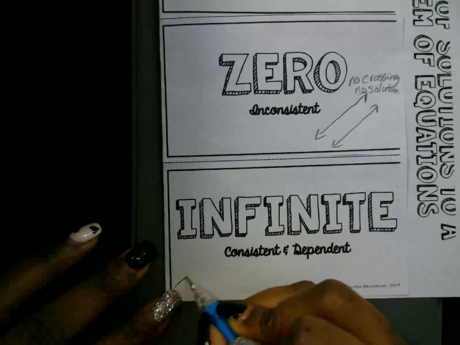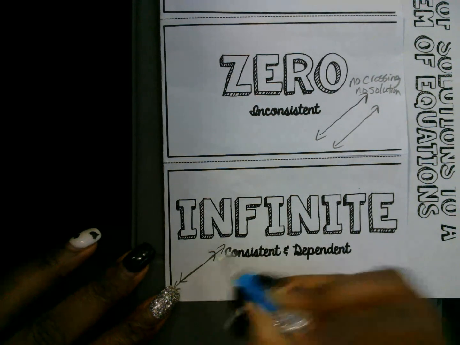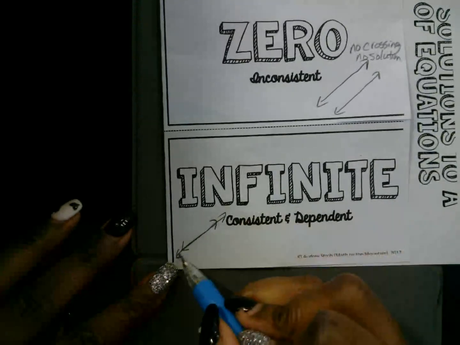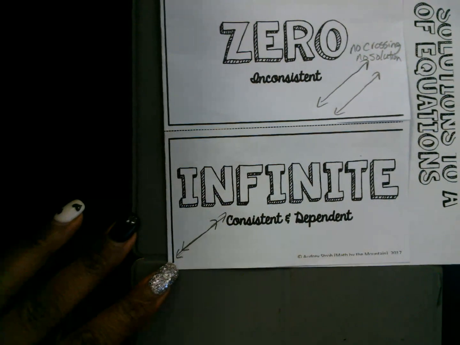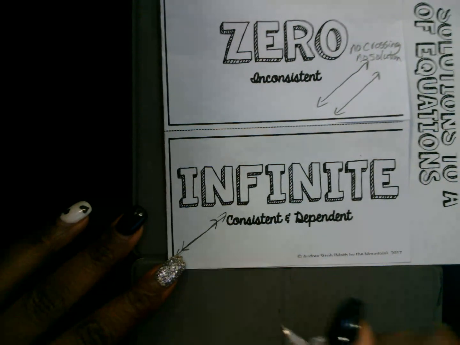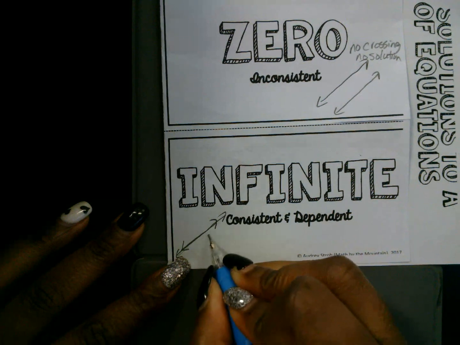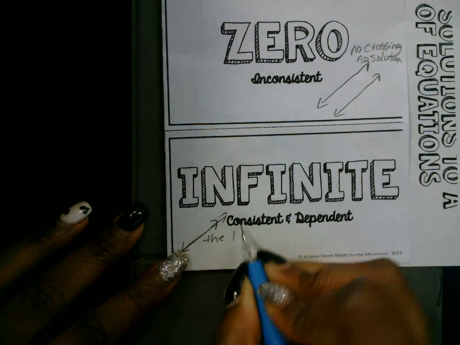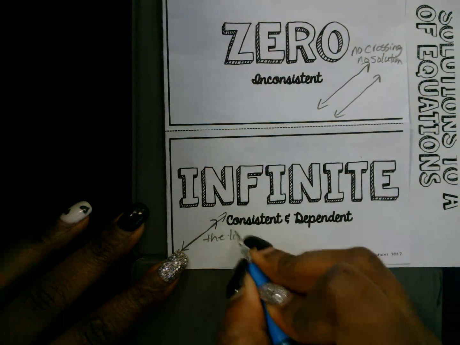If the lines happen to graph the same exact line, that means they share all the same points. I put a double arrow so you'll know that this is really 2 lines on top of each other. They share all the same points. That's why it's an infinite number of solutions. The lines share all the same points.